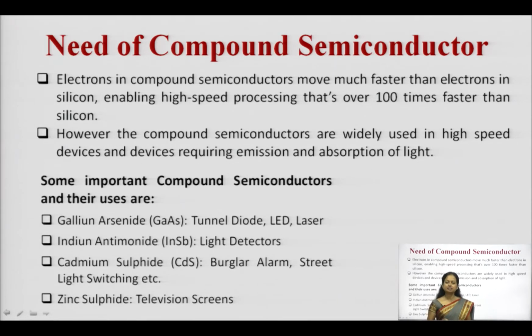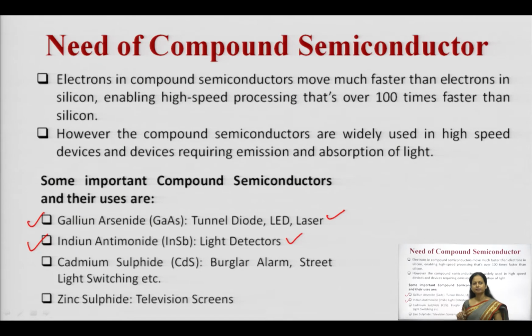And let us discuss some of the compound semiconductors. In general you are aware compound means the combination of certain elements, but let us discuss 2 or 3 examples via which you will be able to understand which type of compound semiconductor is used in which particular area. Like gallium arsenide. Gallium arsenide is the semiconductor which is commonly used in the formation of tunnel diodes, LED and laser. Second is indium antimonide, and this compound semiconductor is commonly used in the formation of light detectors.